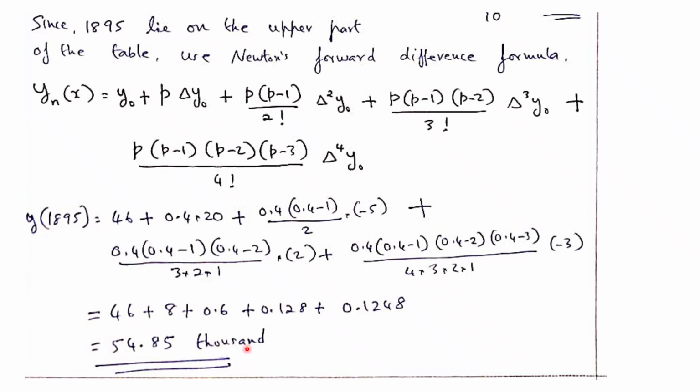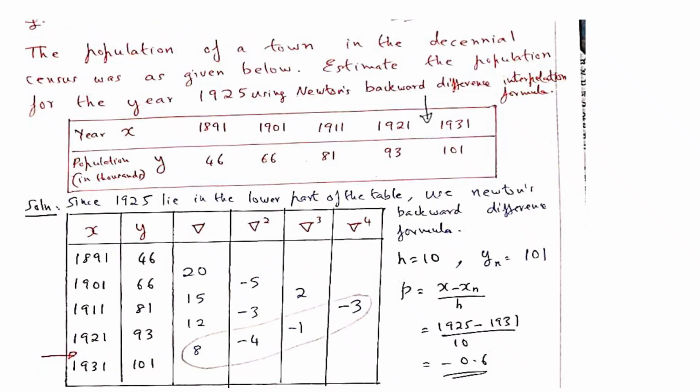So this 1000 you have to write, otherwise you will be losing on marks, because the given population in the question is mentioned in 1000. So the answer also should be expressed in 1000. Okay, so this is about Newton's forward difference interpolation formula. Next, let's see a similar problem, but the only thing is we are asked to calculate for a different year.